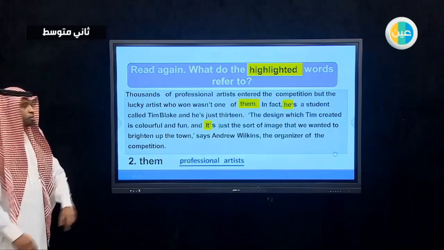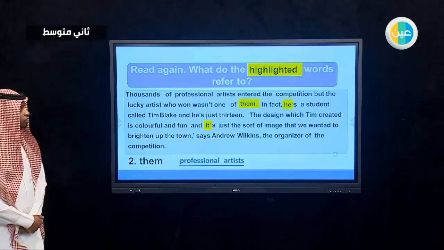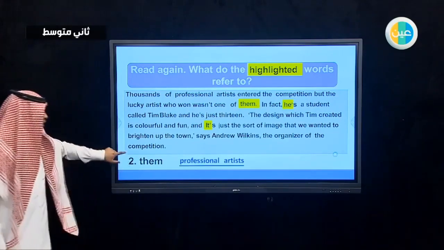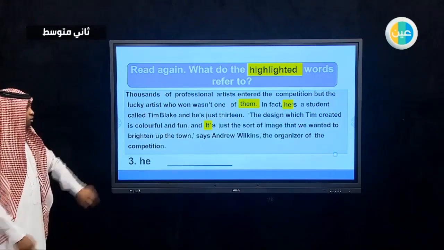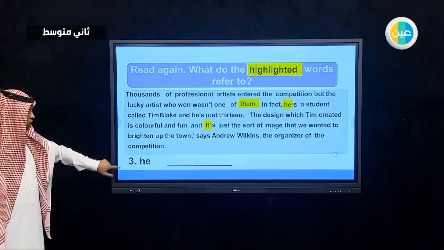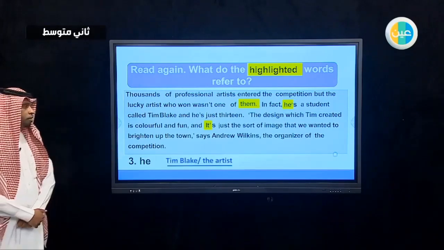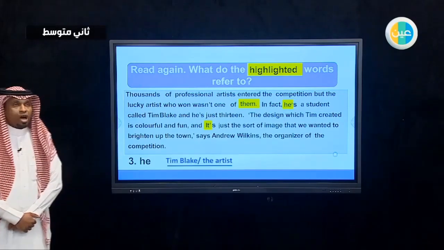Excellent. Good. Professional artist. Now, let's move to the word he. He. What do you think about the word he? What does it refer to? Outstanding. It refers to Tim Blake, or we can say it refers to the artist.